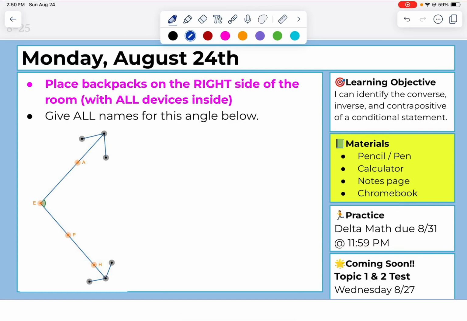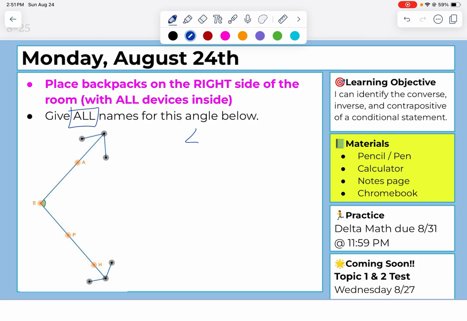You should have already opened the warm-up question. It says, give all names for this angle below. If you have not answered the question yet, go ahead, take a moment to pause it before getting the answer. When it says give all names, I want every single name you could think of.